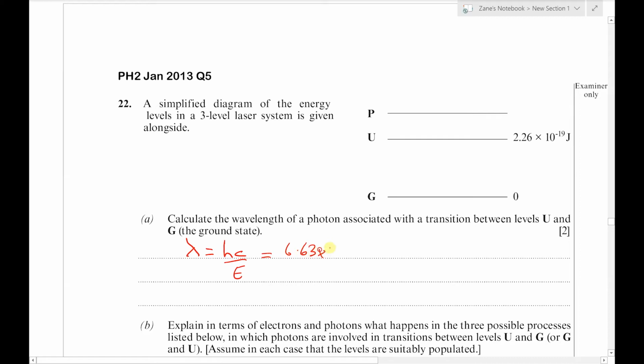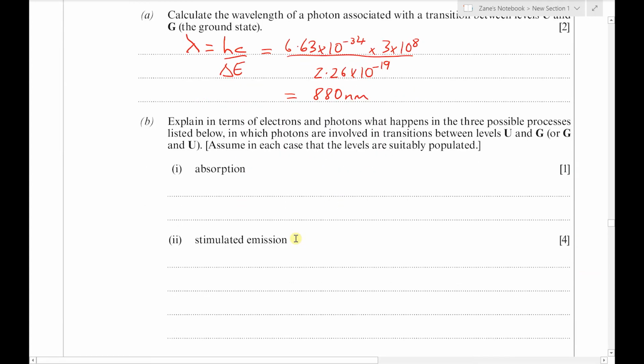H is 6.63 times 10 to the minus 34. C is 3 times 10 to the 8. And technically it's delta E here, where delta E is the difference between the two levels that we're looking at. So here that is 2.26 times 10 to the minus 19 joules. If you put those numbers into a calculator, you will end up with 880 nanometers, which would put it in the infrared part of the spectrum, which is a common question that they will ask you.